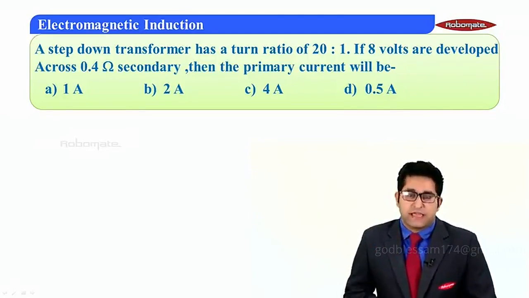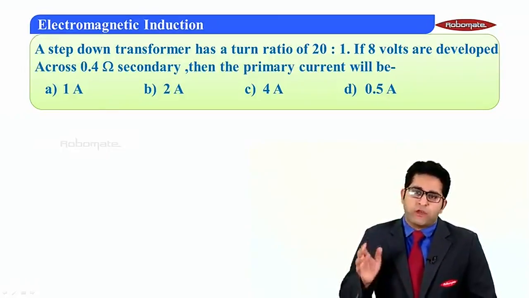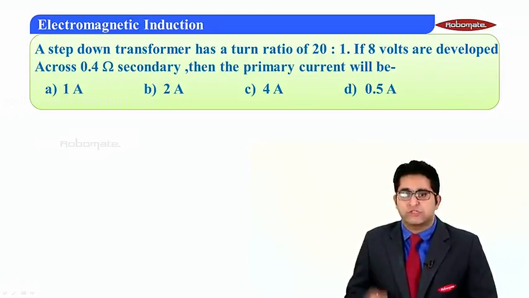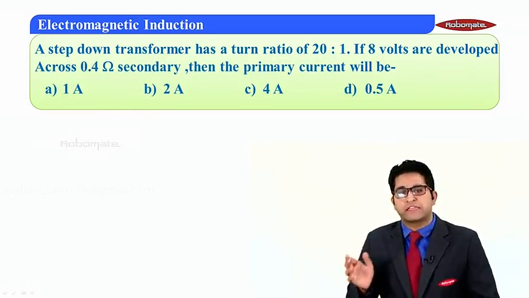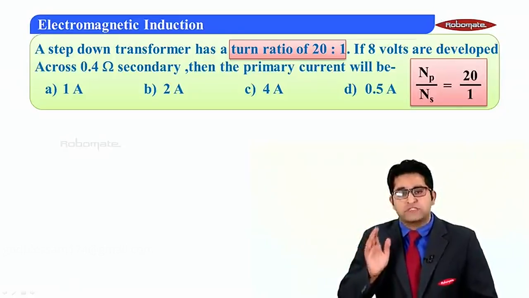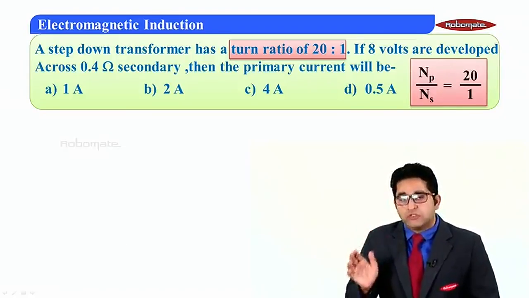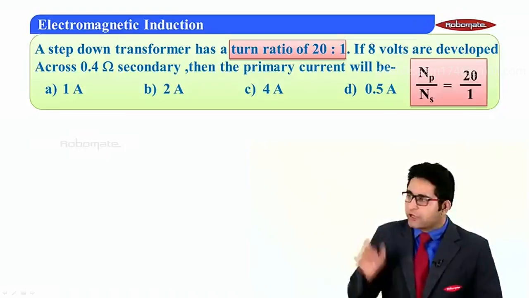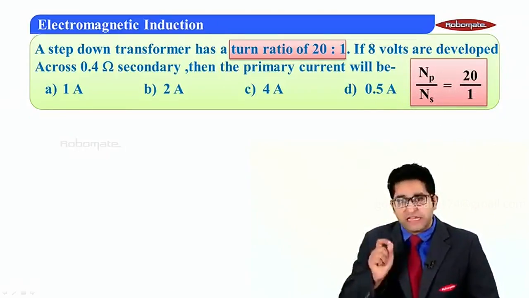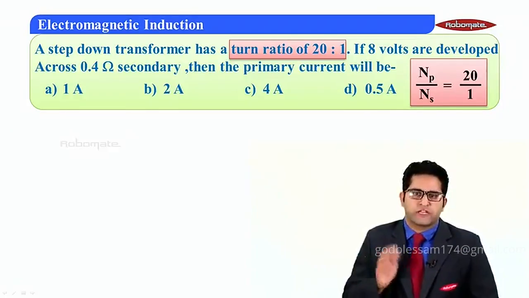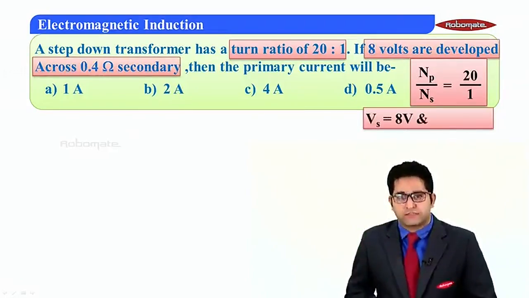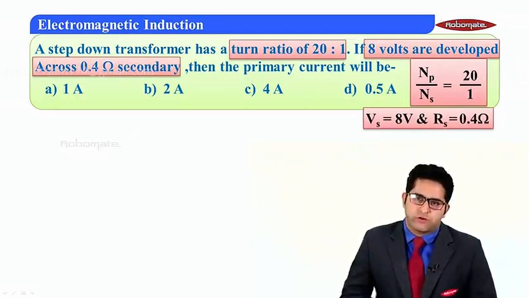So let us analyze this and let us write down the given data. Over here we are provided with step down transformer and turns ratio is 20:1. So therefore I can say NP upon NS is equal to 20/1. If 8 volts are developed across 0.4 ohm secondary, so here load resistance is 0.4 ohm, and 8 volts is getting developed. So I can say voltage across secondary, that is Vs, is equal to 8 volts, and the value of Rs, that is load resistance, is equal to 0.4 ohms.